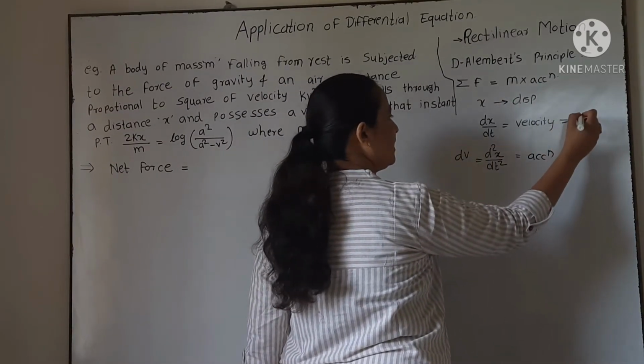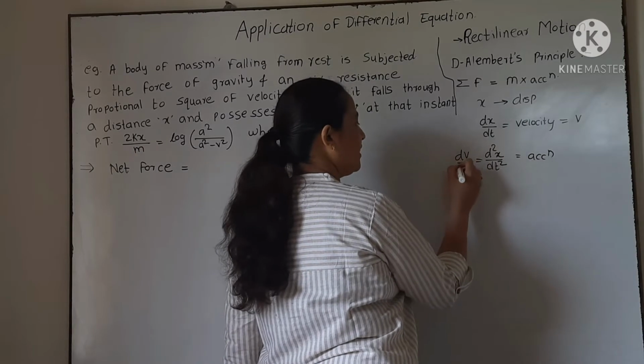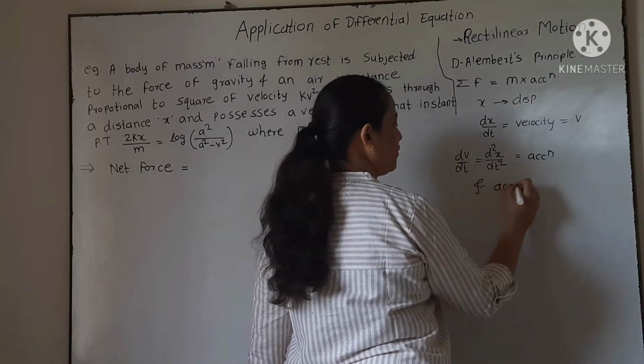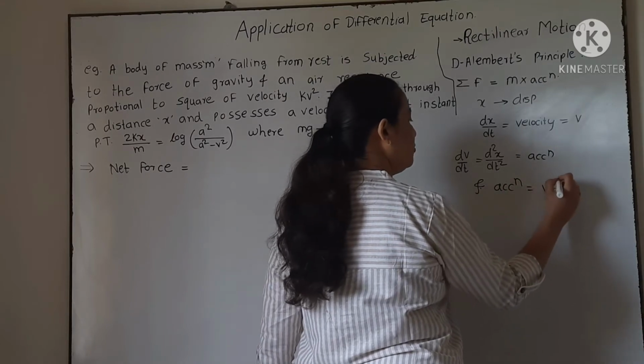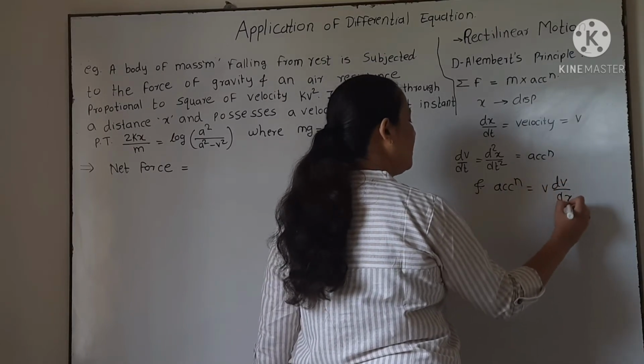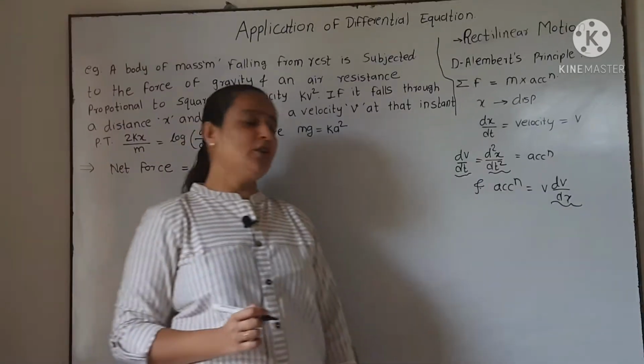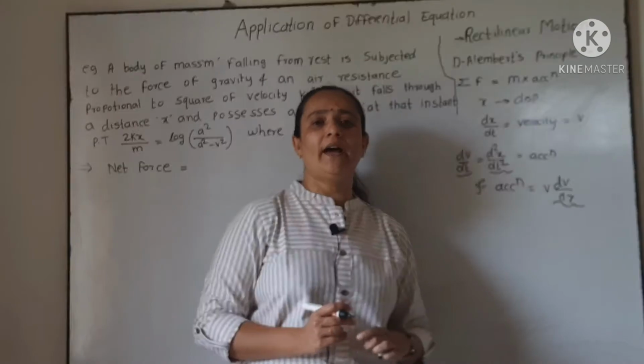Since this is velocity, its derivative will give us acceleration, and some people may consider the expression for acceleration as v into dv by dx. These are the three different notations for acceleration. Depending upon the problem, we'll choose the notation for acceleration.